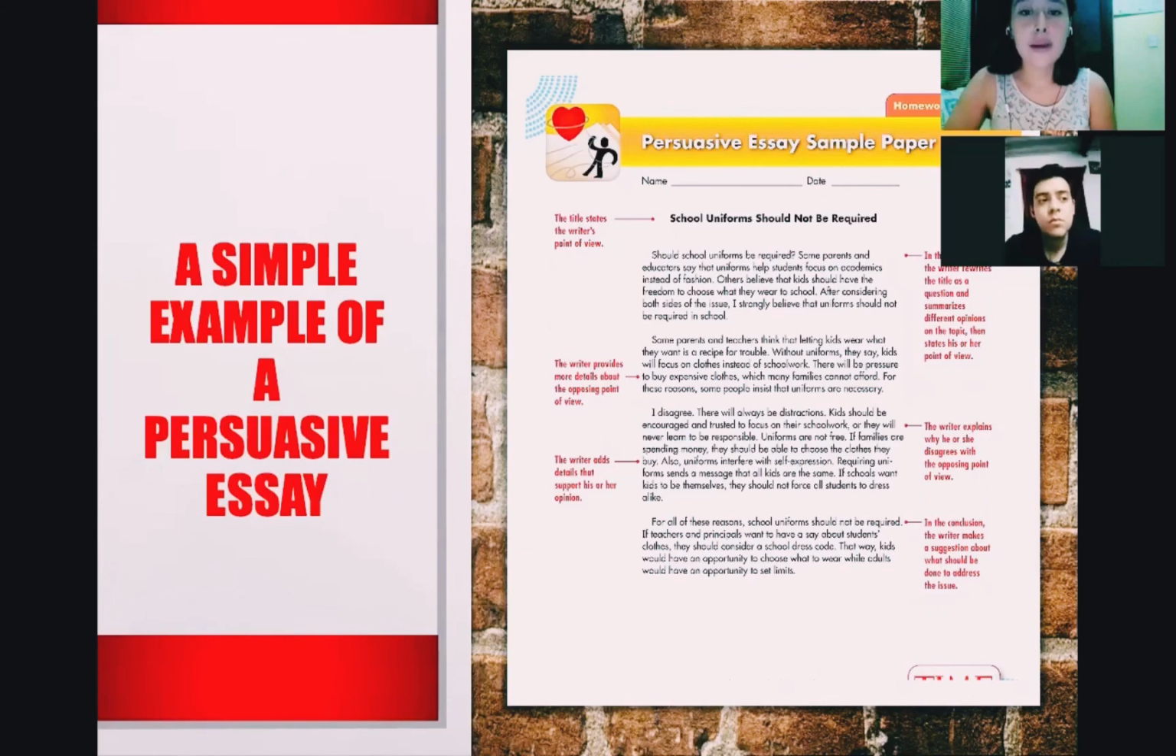Then the writer provides more details about the opposing point of view. The writer also explains why he or she disagrees with the opposing point of view. Then the writer adds details that support his or her opinions. And at the end, in the conclusion, the writer makes a suggestion about what should be done to address the issue.